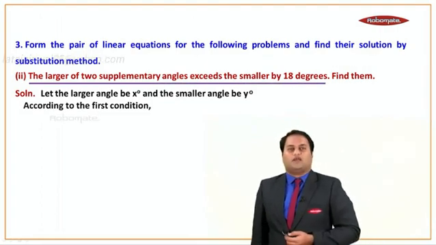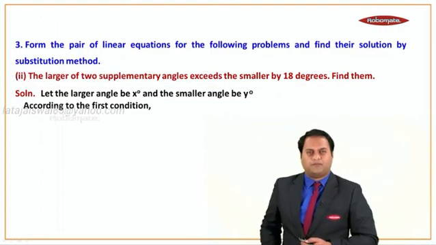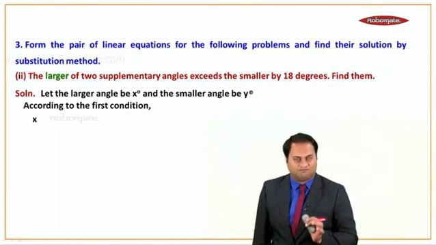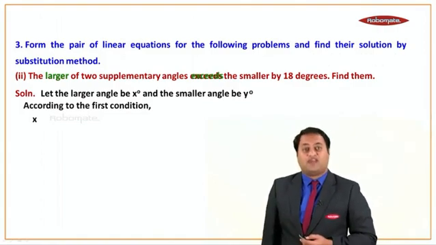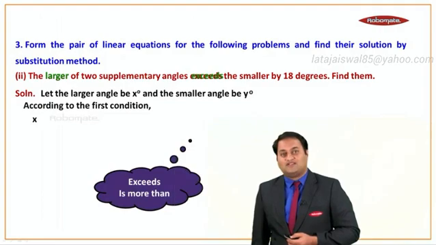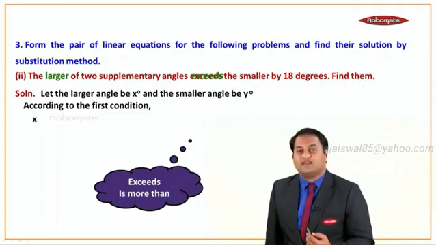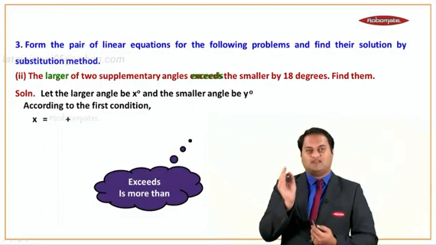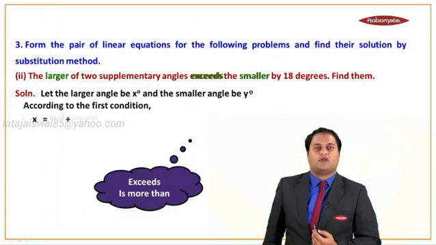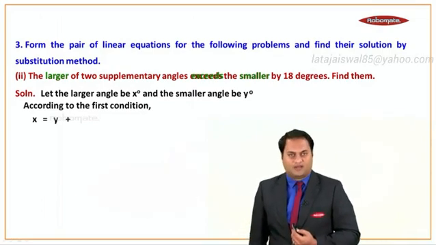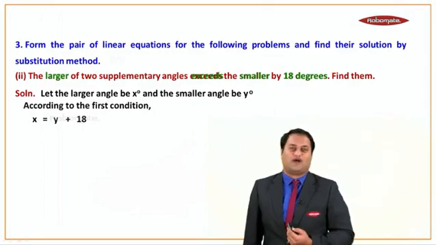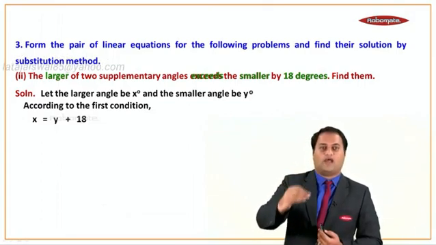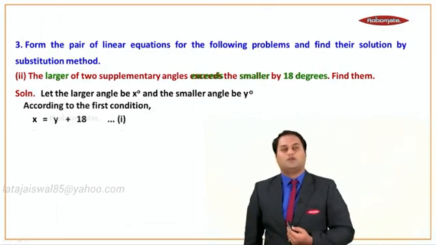The larger of the two supplementary angles exceeds the smaller by 18 degrees. Let's go step by step. Larger. Which is the larger of the two supplementary angles? x. Superb. Exceeds. Now when we say exceeds, it is more than, is equal to, after leaving some space, plus. So larger exceeds, x is equal to, after leaving some space, plus. The smaller, y, by 18. So x is equal to y plus 18. Larger exceeds smaller by 18. x is equal to y plus 18. Let this be equation number 1.